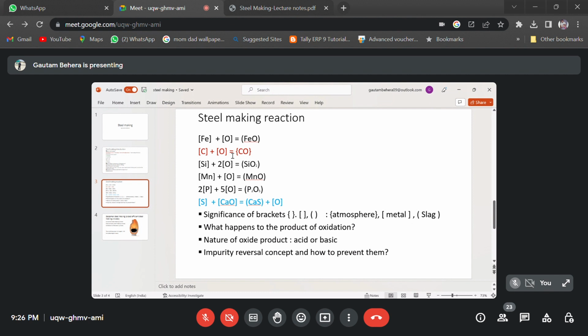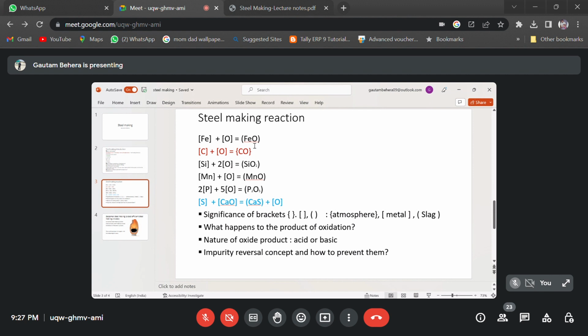This oxygen, which kind of oxygen is it? Nascent oxygen, yes or no? Atmospheric oxygen is O2, but once it dissolves, it becomes O. That is nascent oxygen, and nascent oxygen is highly reactive. Once it becomes an atom, it is not molecular oxygen. When you blow oxygen into the molten pig iron, that O2 gets dissolved into the hot metal and becomes O. So all these oxygen are dissolved oxygen, and that's why they are in the hot metallic phase, like these impurities.